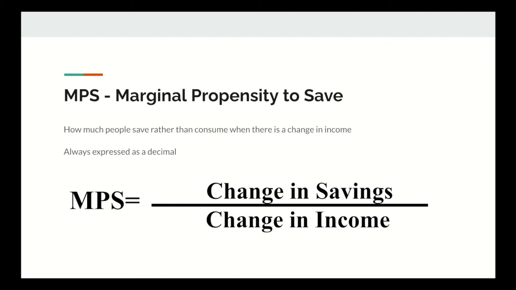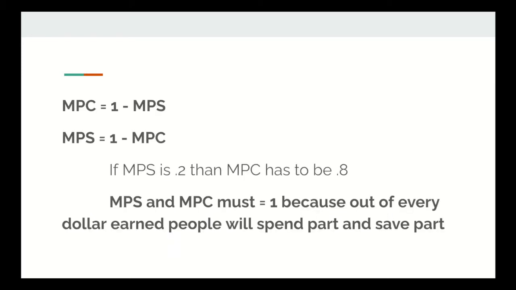And that's what the MPS is, the marginal propensity to save. The MPS is going to be equal to the change in savings divided by the change in income. So again, it's going to be a decimal. Out of every dollar you get, you're going to spend part of it and save part of it. So let's keep looking. All right, MPC is going to be equal to 1 minus the MPS, and the marginal propensity to save is going to be 1 minus the marginal propensity to consume.